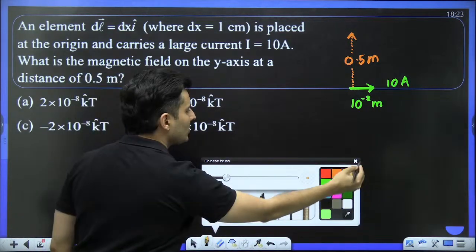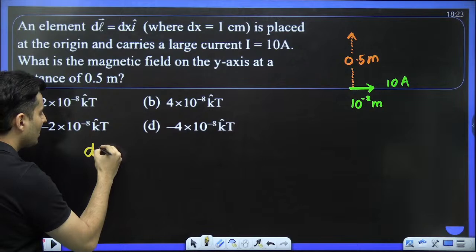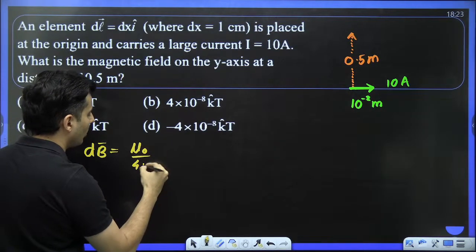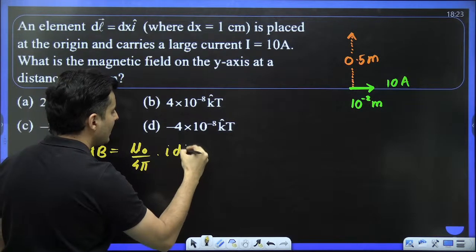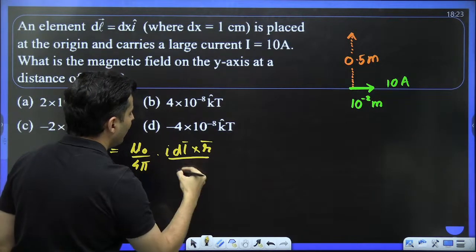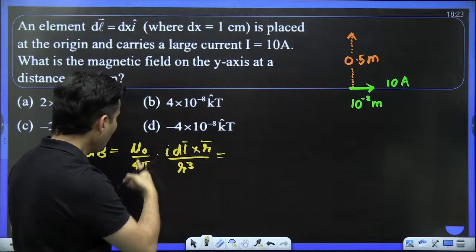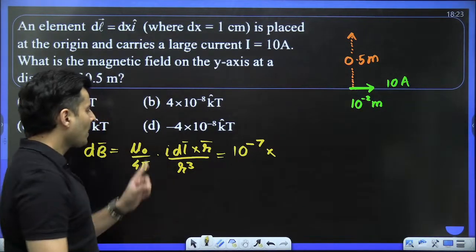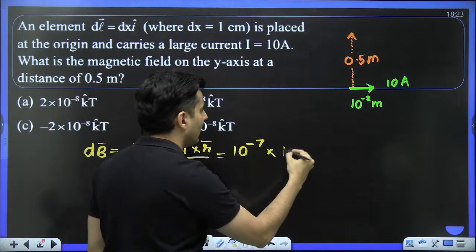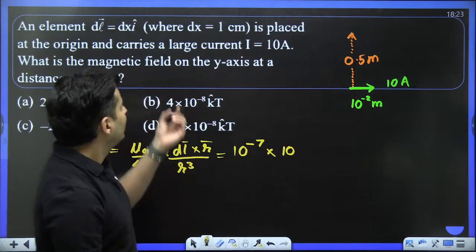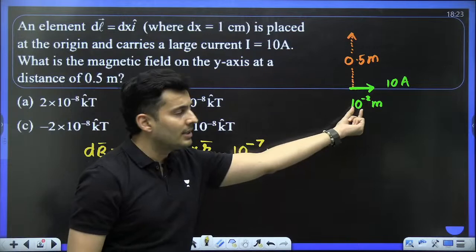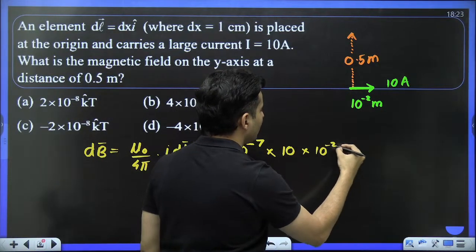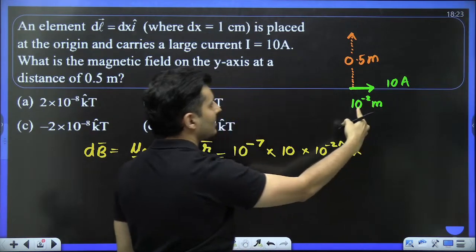Okay, let's just use our standard Biot-Savart's law. The magnetic field will be mu naught by 4 pi, here you have IdL cross R divided by R cube. What is mu naught by 4 pi? It is 10 to the power minus 7 into. What is the current? It is basically 10. What is DL? DL is basically this distance but I cap. So it is basically 10 to the power minus 2 I cap cross R.